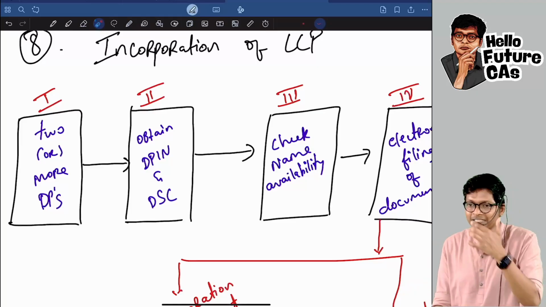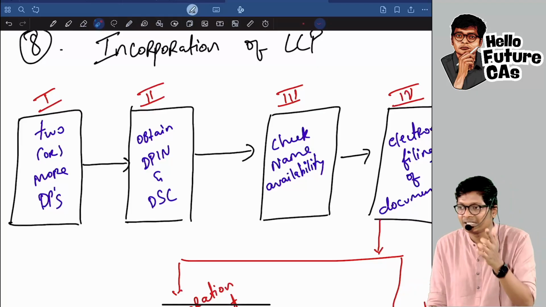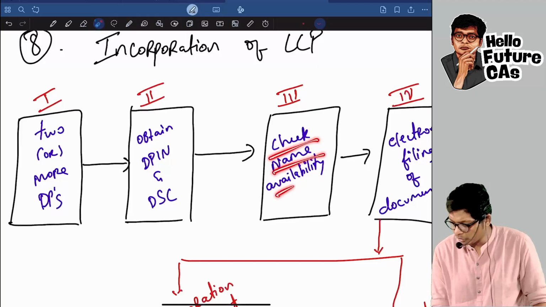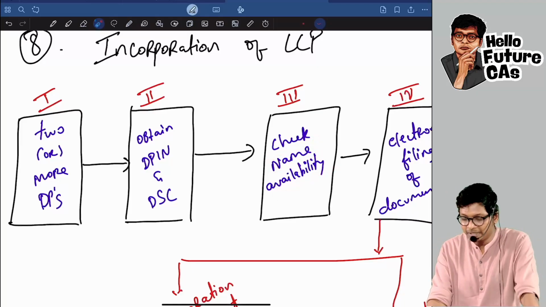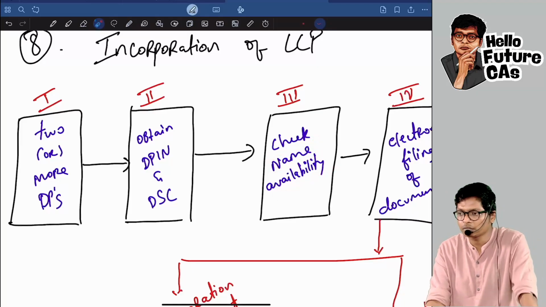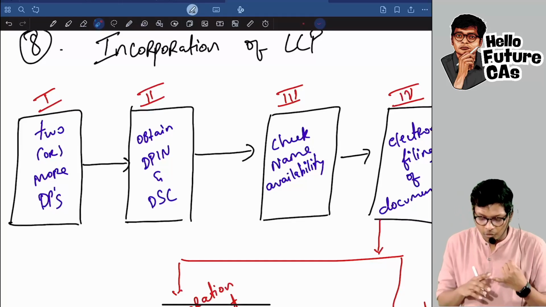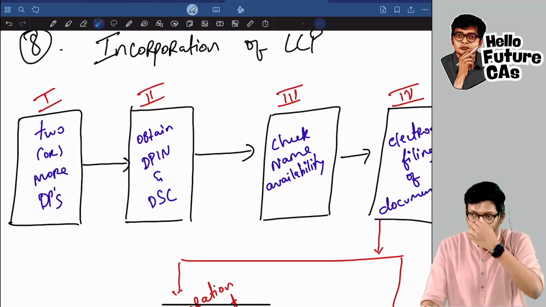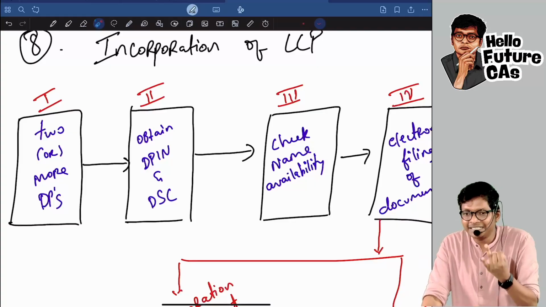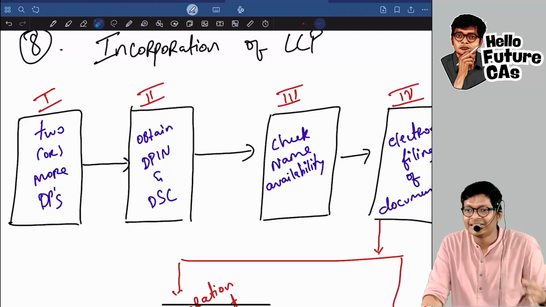Then I told you what the next thing is. You have to apply for the name. Look at the third point: check for name availability. Are you all with me, guys? Check for name availability. Okay. So three things. Obtain two or more DPs. Follow, guys. Two or more DPs. They will get the DPIN and DSC. They will get the name.